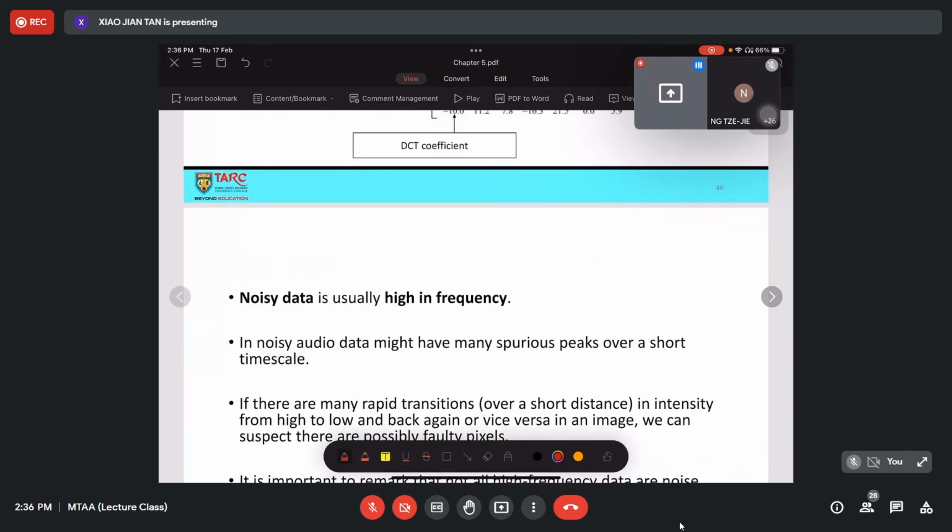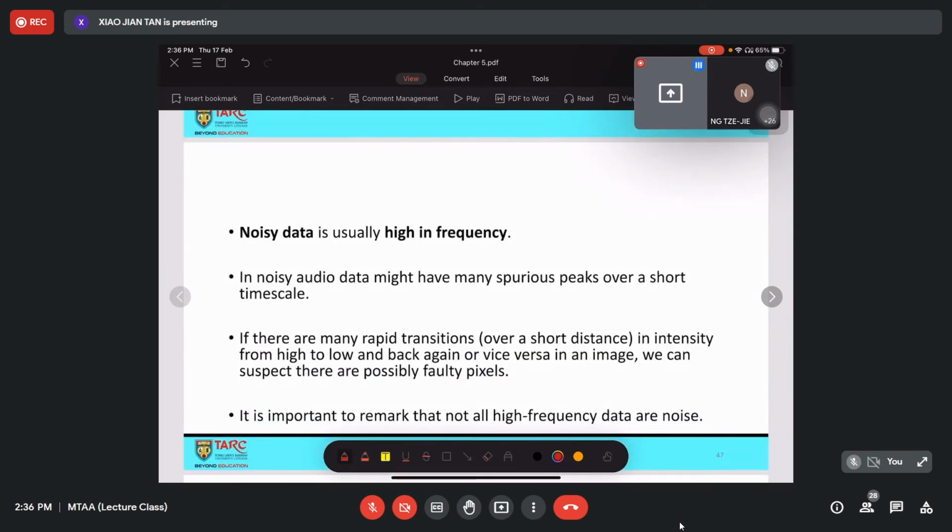Okay, for this chapter, we will not discuss that part yet because that part is unique to JPEG compression. Noisy data is usually in high frequency, but of course, not all high frequency information is noisy data. Noisy audio data might have many spurious peaks over a short time scale. So this is also the definition of high frequency information. If there are many rapid transitions over a short distance in intensity, from high to low and back again and vice versa, in an image, we can suspect there are possibly noisy pixels.